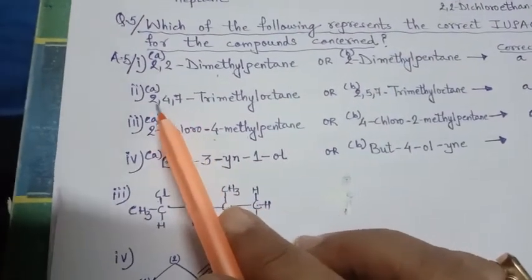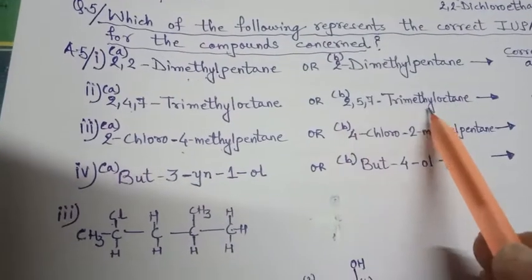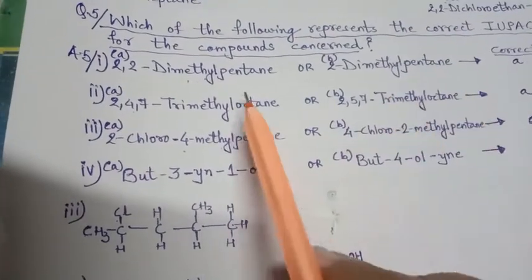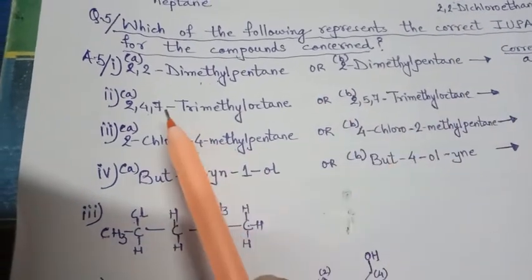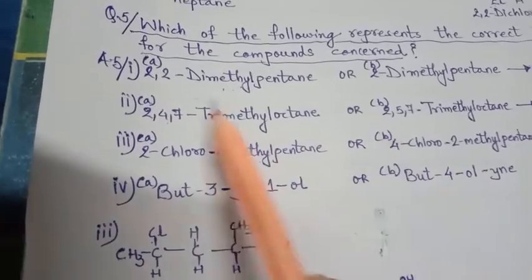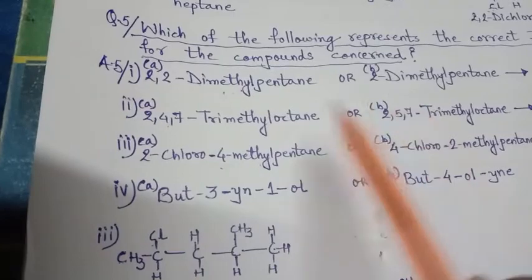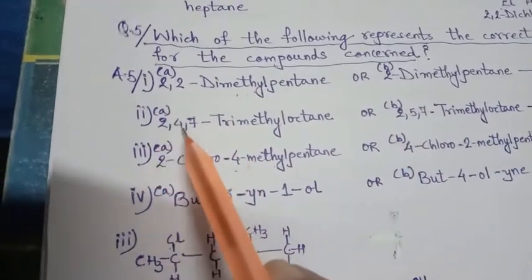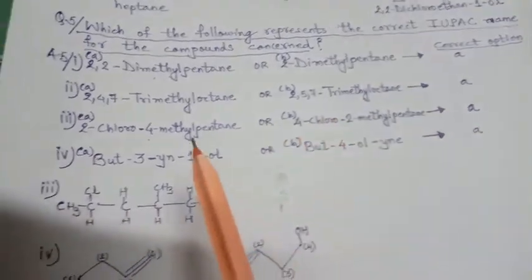Here the next is 2,4,7-trimethyloctane and 2,5,7-trimethyloctane. You see the names are similar, trimethyl. Attachments are 3 and 3. But we will have to go with the lowest locant. So 2 is there, 2 is there. But here it is 4 and here it is 5. Again 7, 7. So the lowest locant set is 2, 4, 7. So here also option A is the correct option.